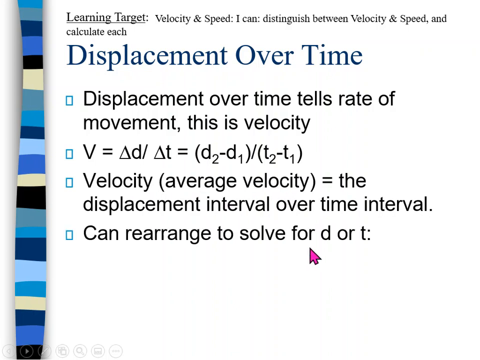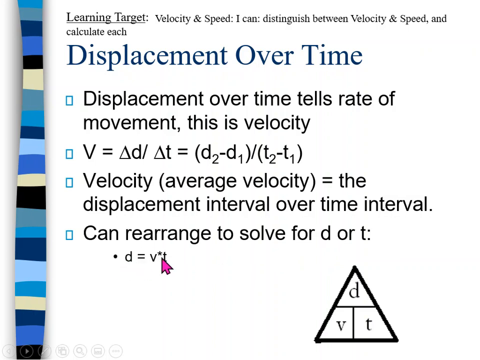But what's nice is it's a very simple equation. You can rearrange things very easily, solving for d or for t or for v if you'd like. So d is equal to vt. If you've ever seen one of these pyramid things for equations, you can cover up what you want to solve for. I want to solve for d, so covering up d, I've got v next to t, so I'm going to multiply v times t.